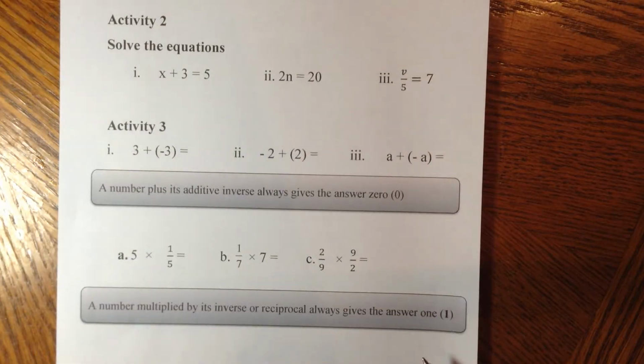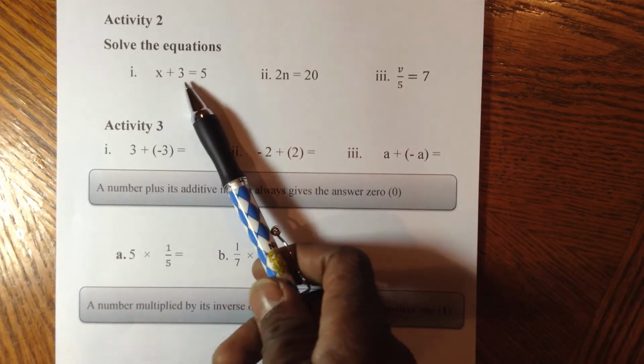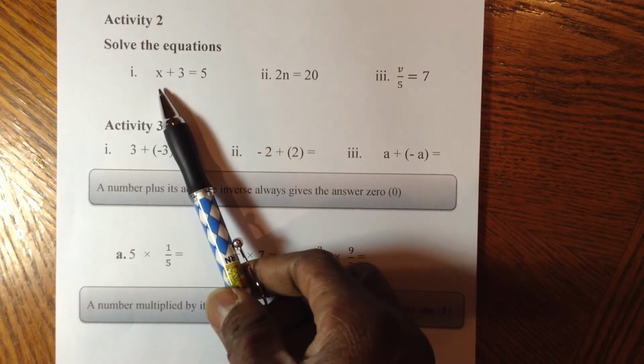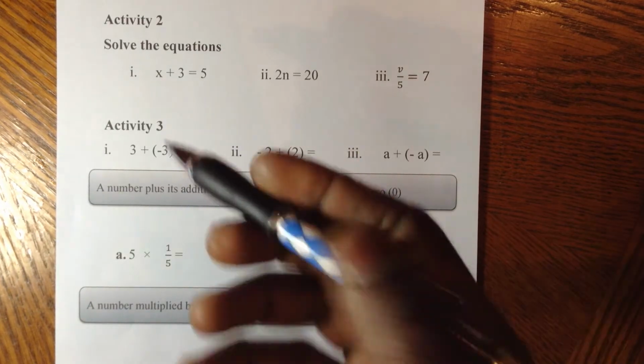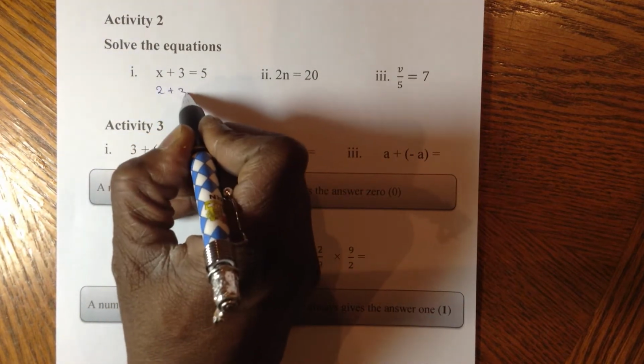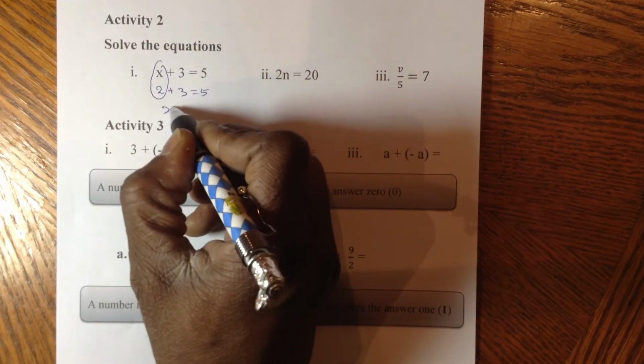Activity 2. We are now going to look at how to solve very simple equations. Solving an equation simply means finding the value that makes the statement true. So x + 3 is 5. We know by simple inspection that 2 + 3 will be 5. Therefore, x is 2.